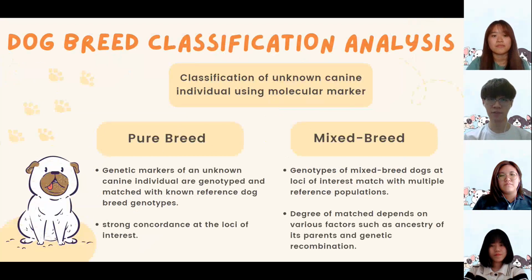So classification of an unknown canine individual according to its breed is performed using molecular markers that exist within the nuclear DNA of the dog genome. The genetic markers for a purebred will match known reference dog breed genotypes and show strong concordance with the predicted genotypes at the loci of interest. For mixed breed dogs, genotypes at loci of interest match multiple reference populations. The degree of match depends on various factors such as the ancestry of its parents and genetic recombination.